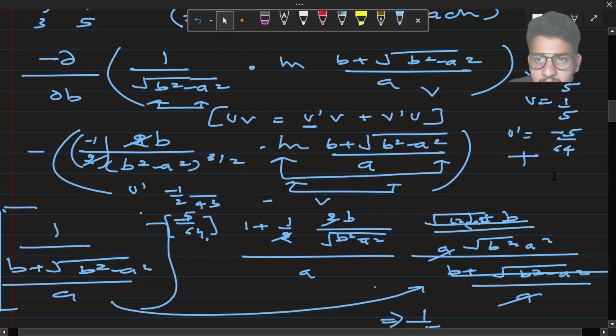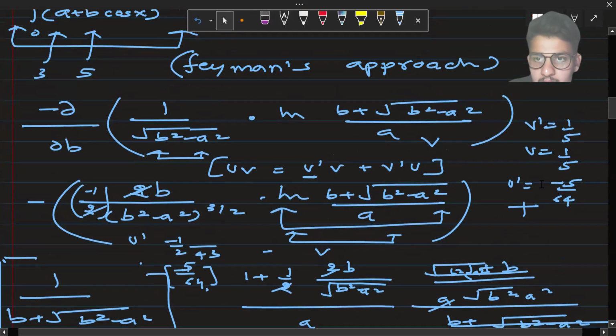It has got a little clumsy here. And u becomes what? This is v dash, which is 1 by 5. This is u dash. And again, what you need is v only, and it is u. And v becomes, when you put the values, ln 3.